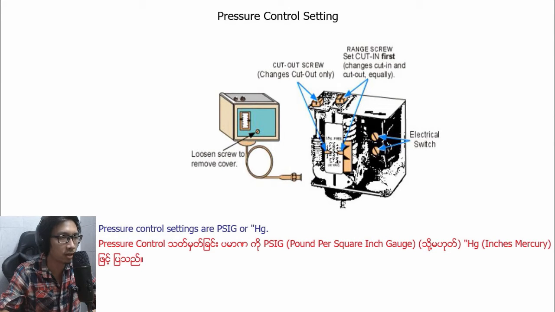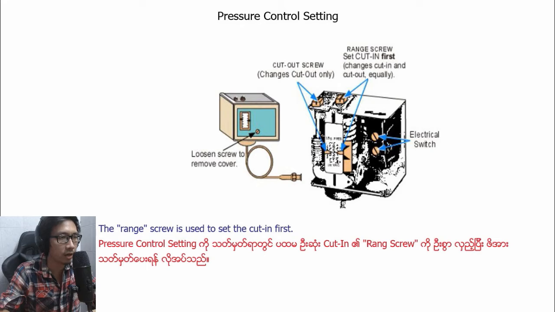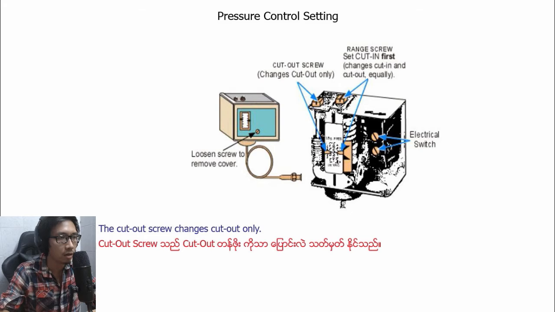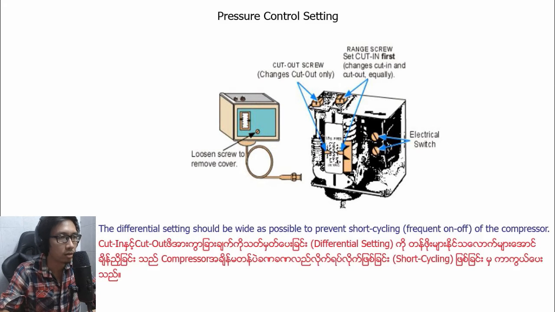Pressure control settings are in PSIG or inches of mercury. The range screw is used to set the cut in first. The range screw changes both cut in and cut out correctly. The cut out screw changes cut out only. The differential setting should be as wide as possible to prevent short cycling of the compressor.